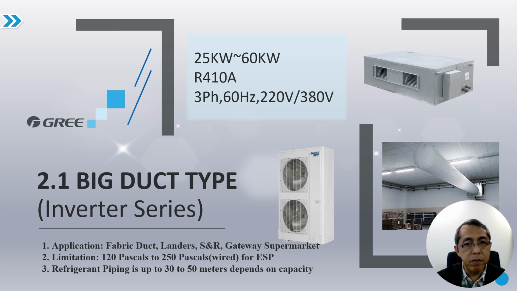So the application is for, you can use fabric duct or Klimaber duct or the GI ductwork standard. And you'll see this in Gateway Supermarket, I believe. The limitations, like what I have mentioned, 120 Pascal to 250 Pascal, using a wired controller when you want to adjust the external static pressure. The refrigerant piping is 30 to 50 meters, depends on the capacity.